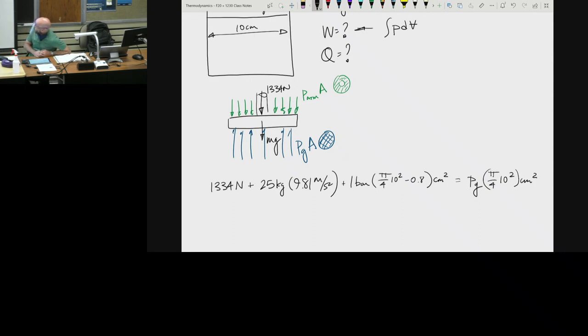Now, I have a small problem here when I get started because my units aren't going to work out. The first is in units of newtons. We're good. The second, kilogram meter per second squared, is units of newtons. We're good.